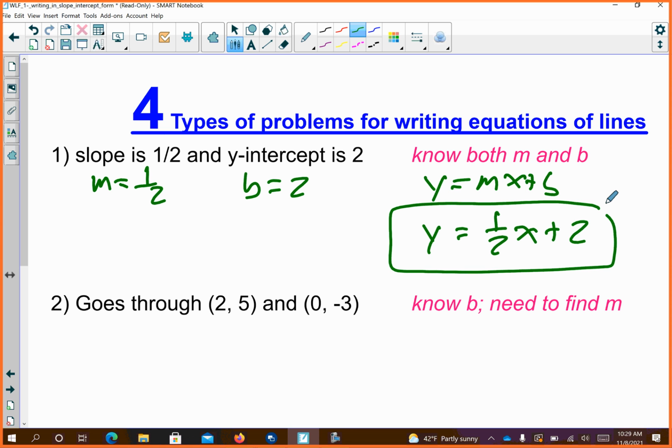Okay? So that's one thing to know. So the second problem: 0, -3, that's our y-intercept. So b equals -3. So far you know this.